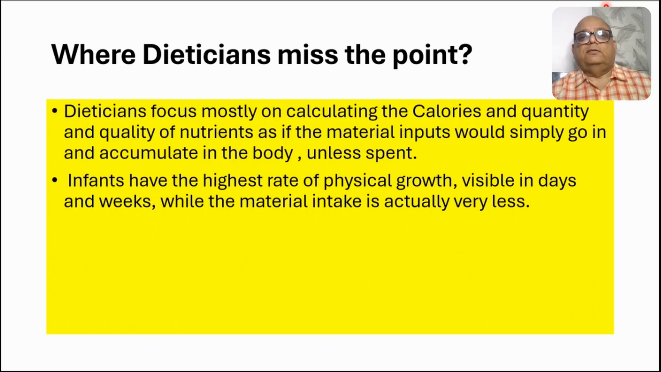Well, infants have the highest rate of physical growth. It is visible in days and weeks and months. A baby grows to more than double its physical size in a few weeks. While in this stage, the material intake is pretty low. It is very minuscule. So even with very minuscule material input, the body is growing at that rate and by that much. So this theory gets punctured right there, that the material which is going in is causing the body to grow.